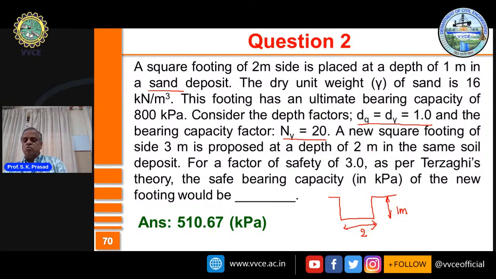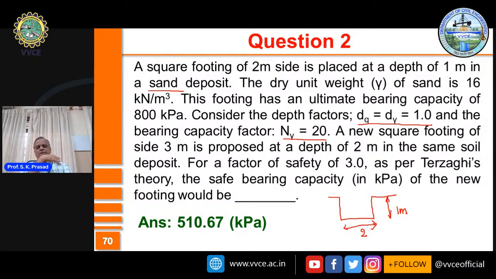Secondly, there is a new square footing. A square footing having a side of 3 meters and a depth of 2 meters is proposed on the same soil. If the factor of safety is 3, find the value of SBC. Please note, if you want to find the SBC, you should know NC, NQ, and N gamma.